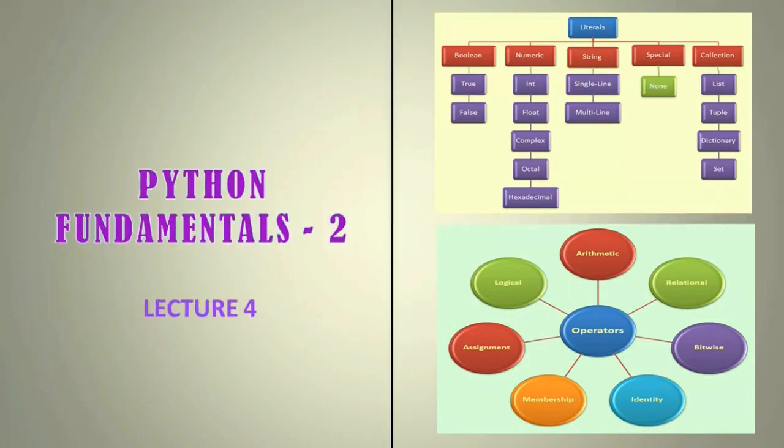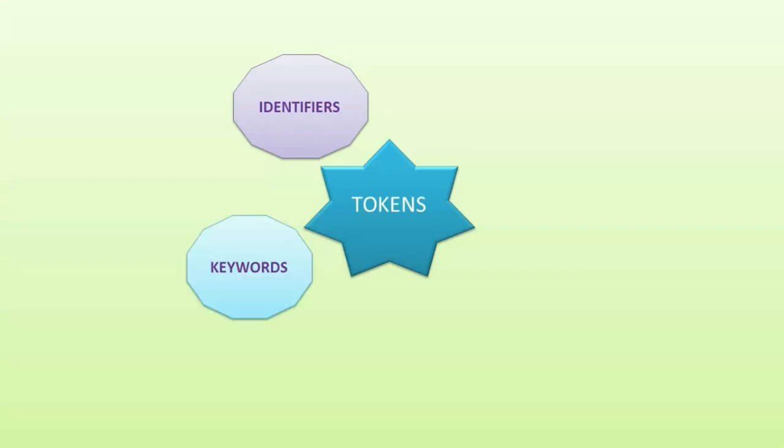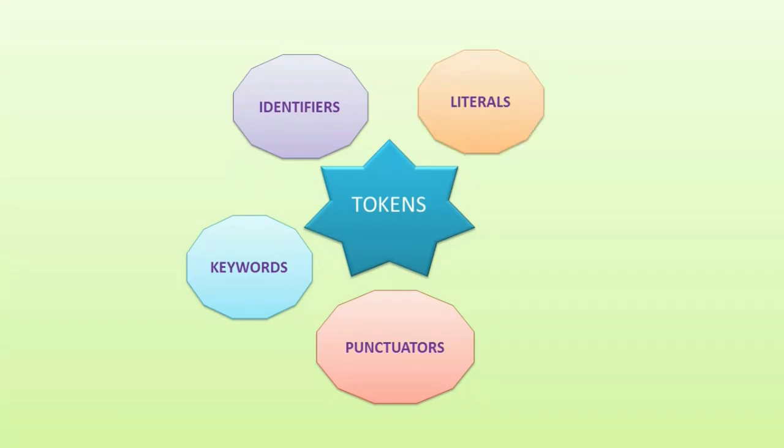Hello friends, welcome back to my lecture on the second part of Python fundamentals. In my last lecture, I mentioned in detail three types of tokens: identifiers, keywords, and punctuators. In this lecture, I will explain the other two types of tokens, that is literals and operators.